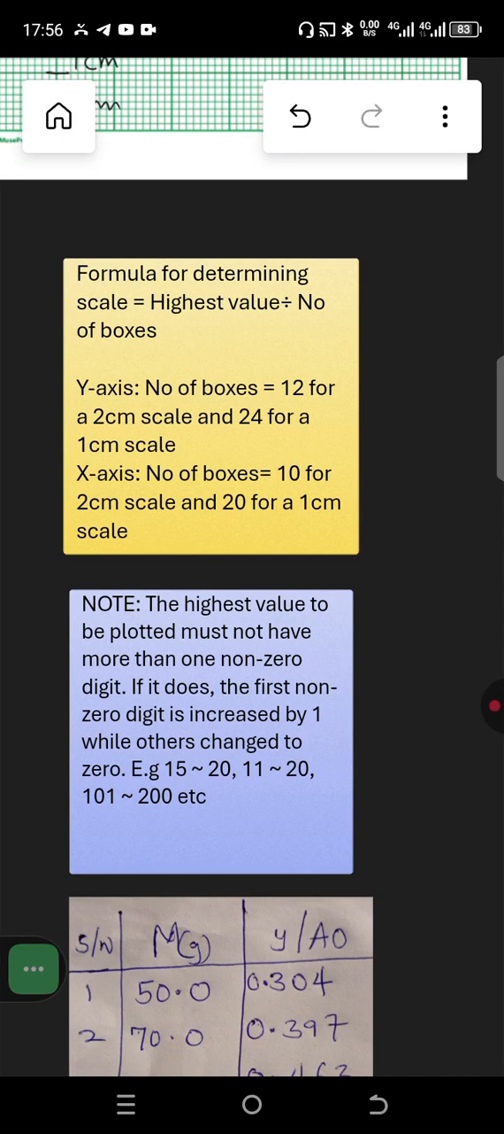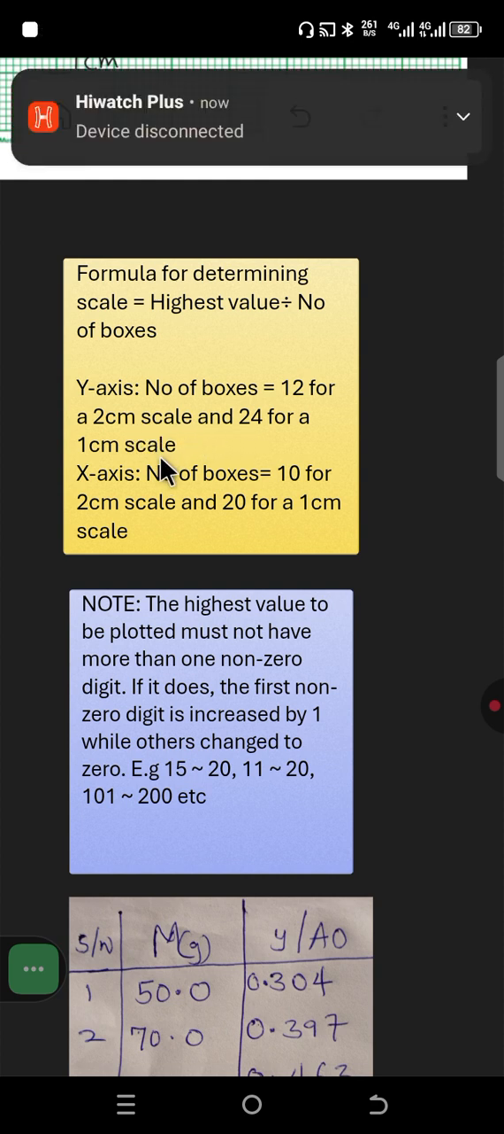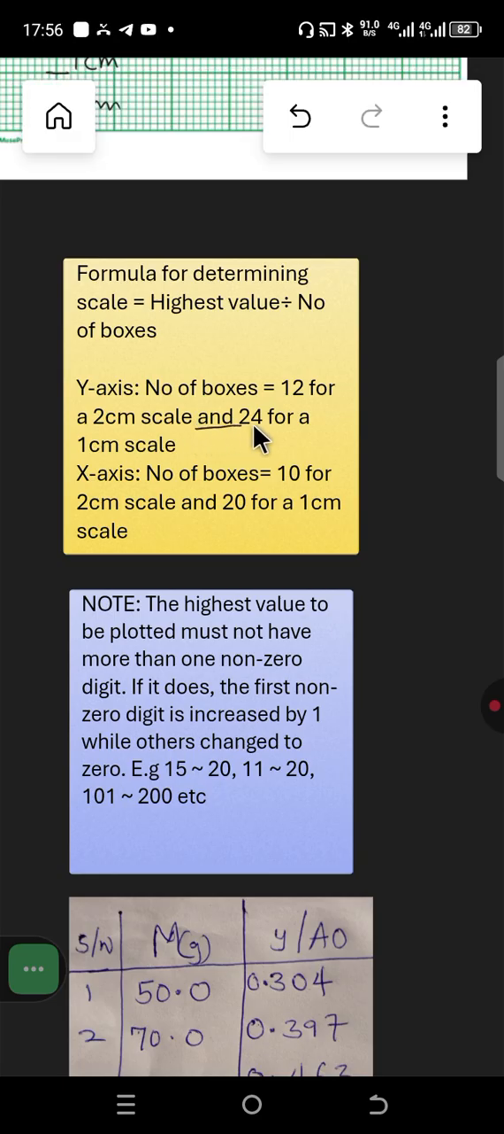Now if you look at what we have here, for your y-axis, if you can see the screen properly where my cursor is, the number of boxes you are going to be having is 12 for a 2 centimeter scale, and 24 for a 1 centimeter scale. Now remember, I just said that we are not going to pay attention to this 1 centimeter scale because the data value we are going to plot usually is within 6. So it's advisable just to go with 2 centimeters. So we are just going to be using 12 boxes.